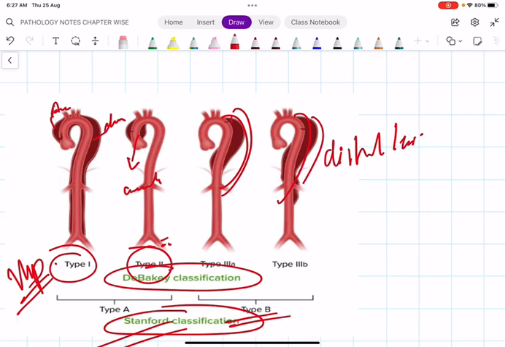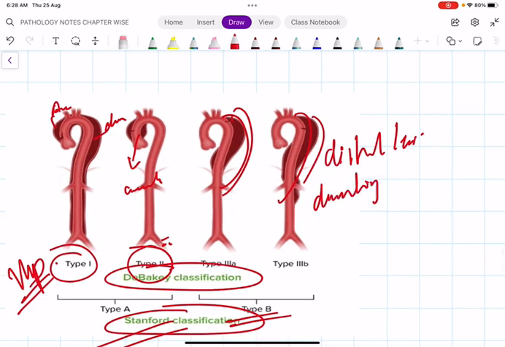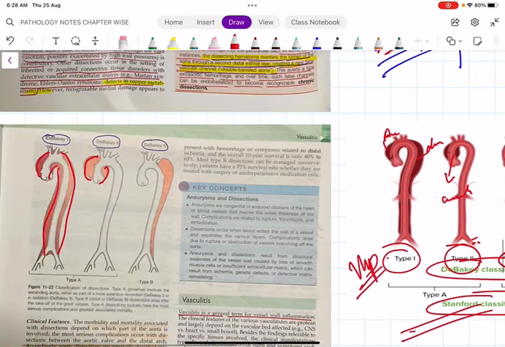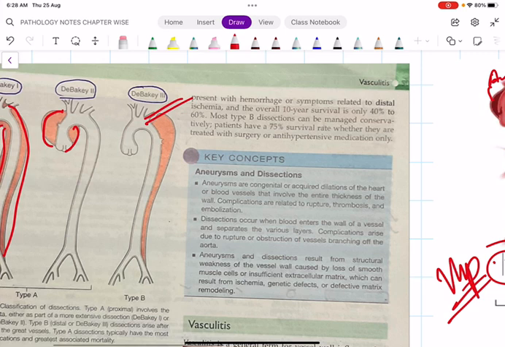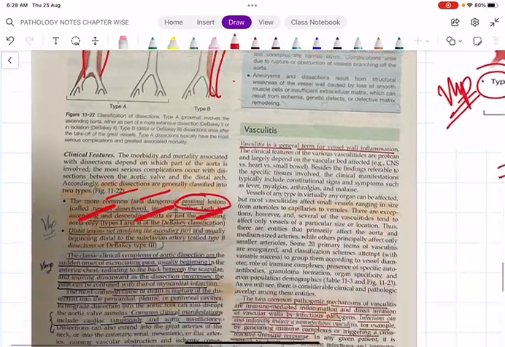Remember, in distal lesions, only the distal portion, that is, only the descending aorta is involved. This actually comes under DeBakey type 3. You can see in this picture DeBakey type 3. Here only the descending aorta is involved. So that is why distal lesions. Distal lesions are type B according to Stanford classification.